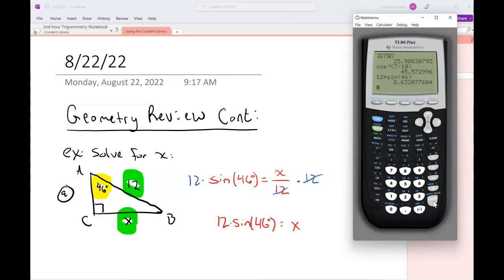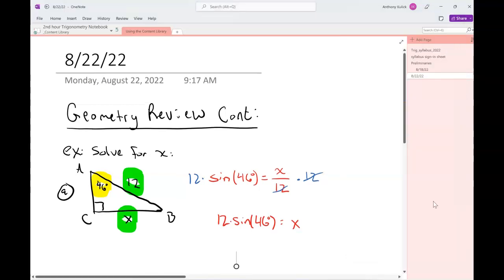Great. So if we wanted an answer rounded to the hundredths, what would I write? 8.63. Excellent.